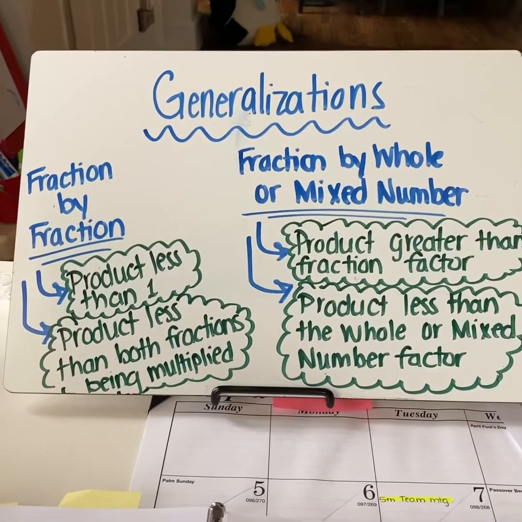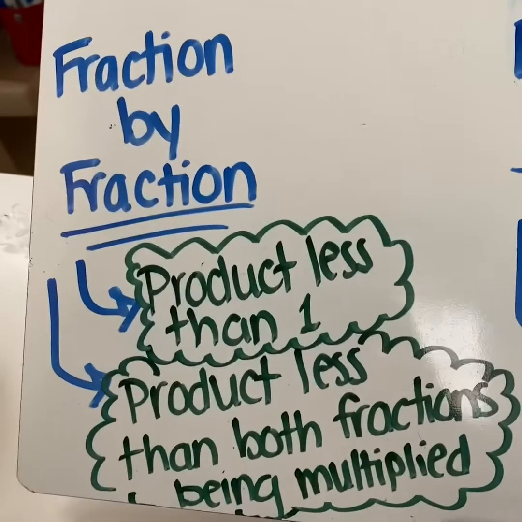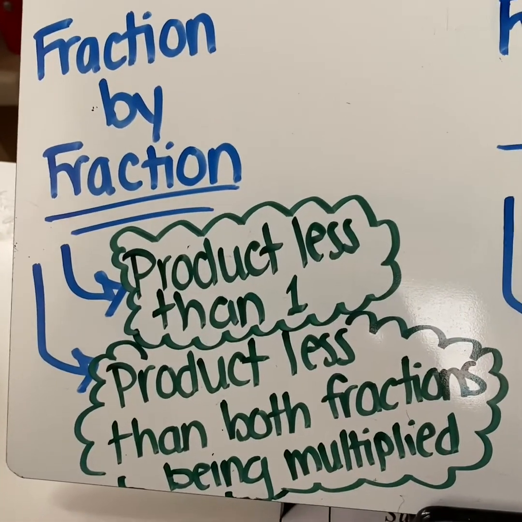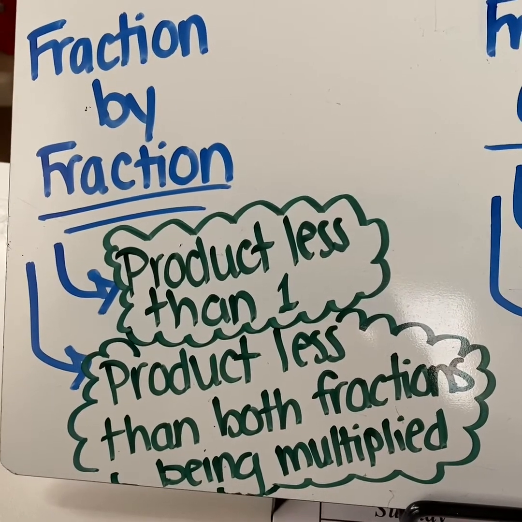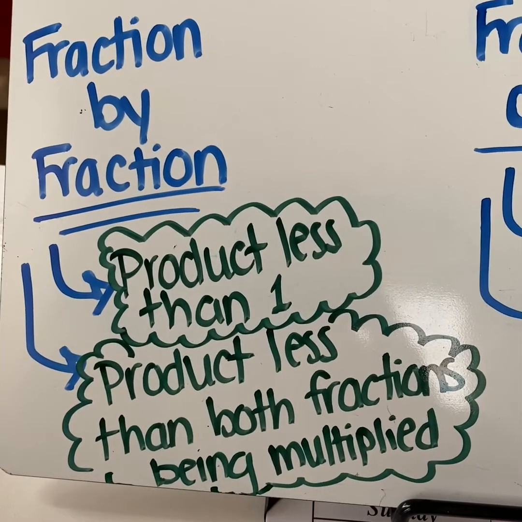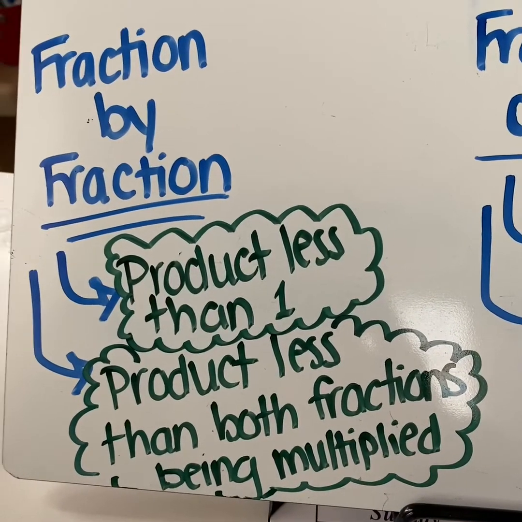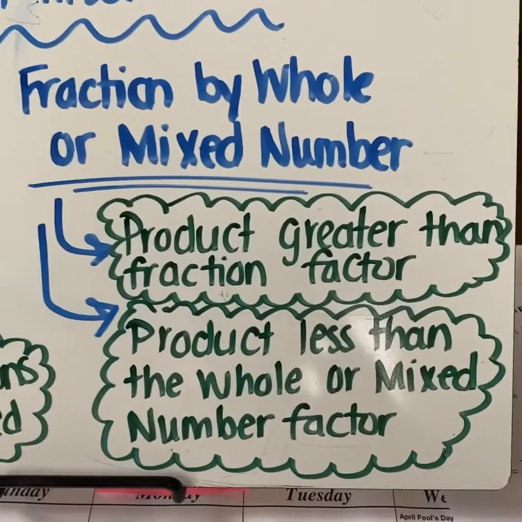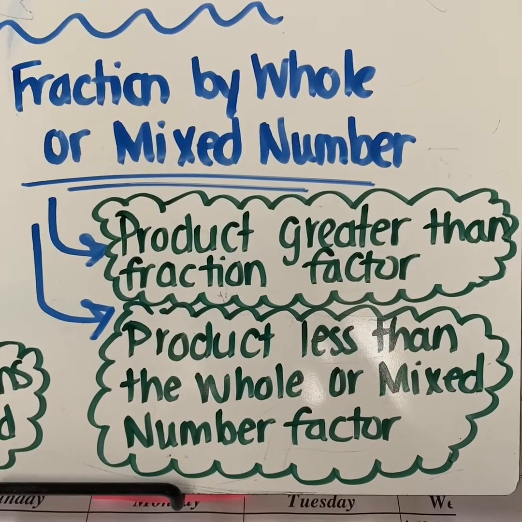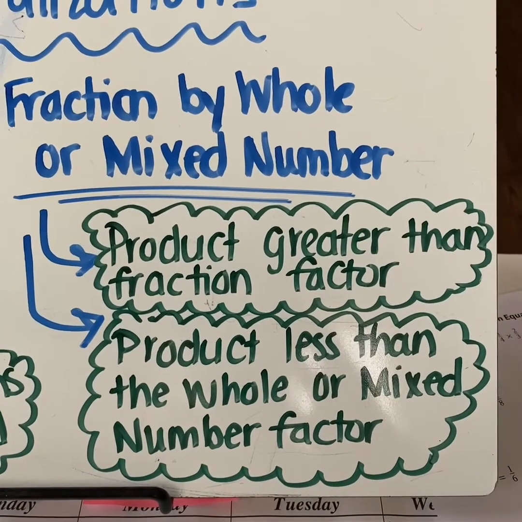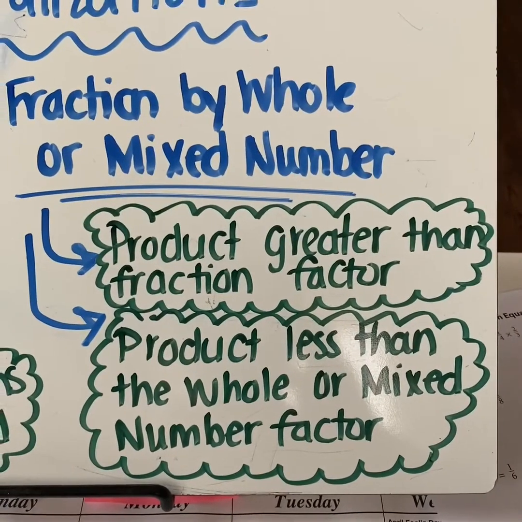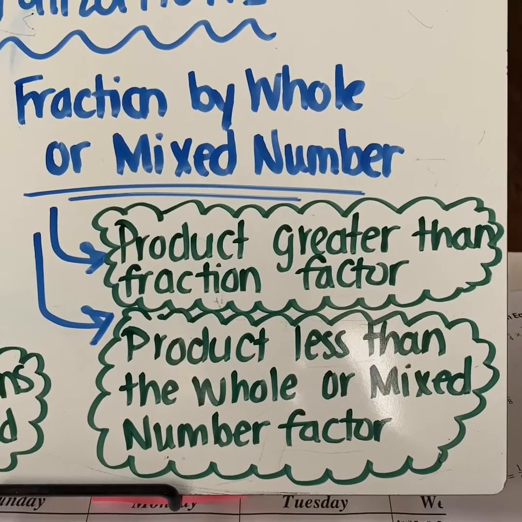Okay, so here's the generalizations. When you're multiplying a fraction by a fraction, the product is always going to be less than 1. And the product is also going to be less than both of the fractions being multiplied. All right? And then when we consider multiplying fractions by whole or mixed numbers, we always want to remember that the product's going to be greater than the fraction factor, and the product's going to be less than the whole or the mixed number factor. Now let's practice using some of that information to do some independent work.